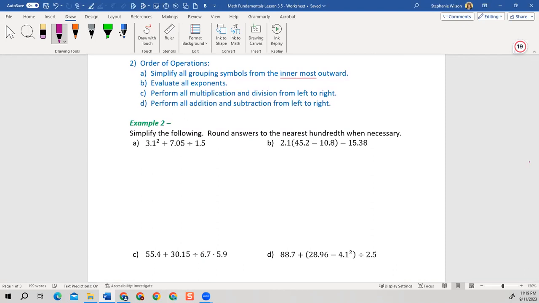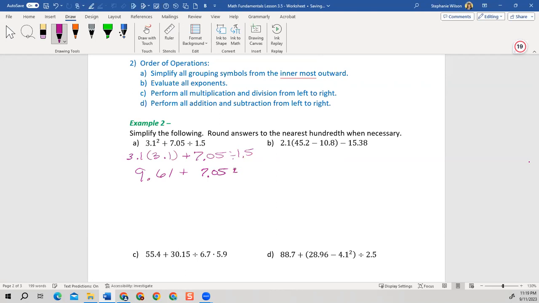So let's do A. We don't have a parentheses here, but we do have a power. That says 3.1 squared, which is the same as saying 3.1 times 3.1. And then we have plus 7.05 divided by 1.5. So 3.1 squared, or 3.1 times 3.1, gives me 9.61 plus. Now we have this division over here.